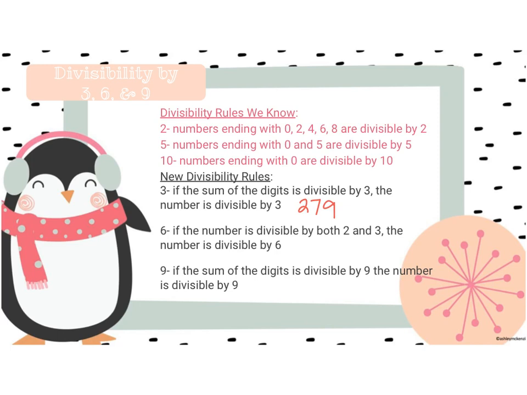6. If the number can be divided by 2 and 3, okay, so looking at this, 279, could that be divided by 2 evenly? No. Can it be divided by 3? Yes, but because it's not both, it cannot be divided by 6.